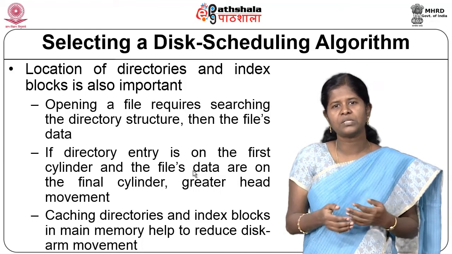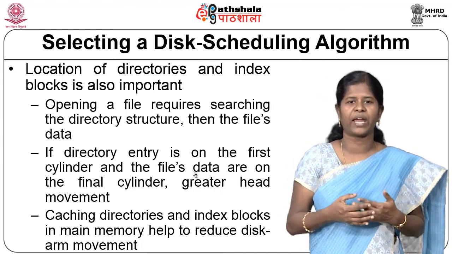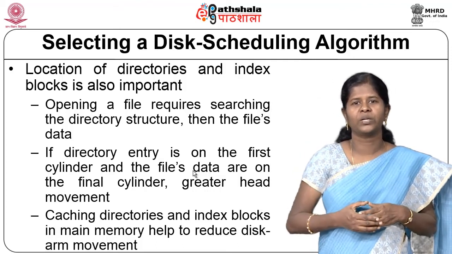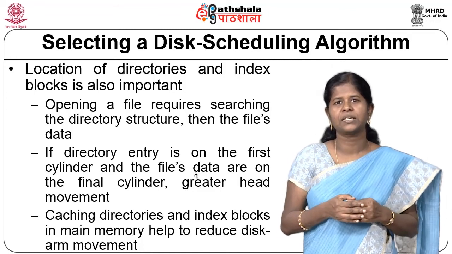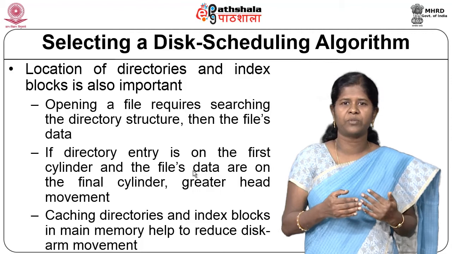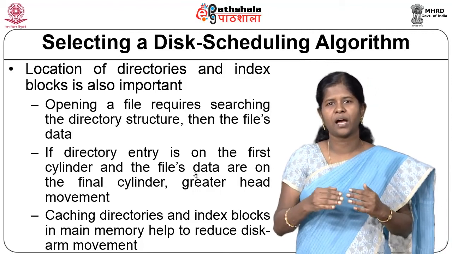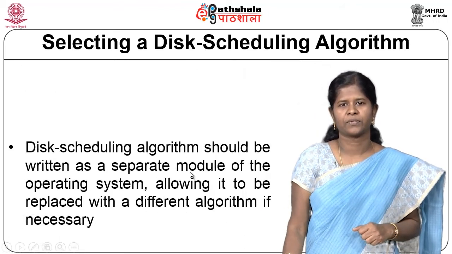So, to reduce this, one thing that can be done is to go for caching directories and index blocks in main memory. So, when you are trying to access the directory contents, you will have them present in the main memory, and you do not have to go and access the disk. This will reduce the disk arm's movement, or the disk head's movement, to a certain extent.